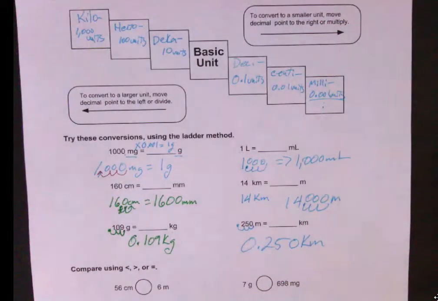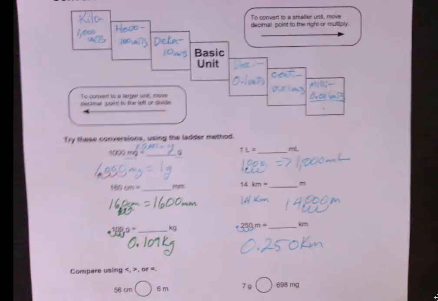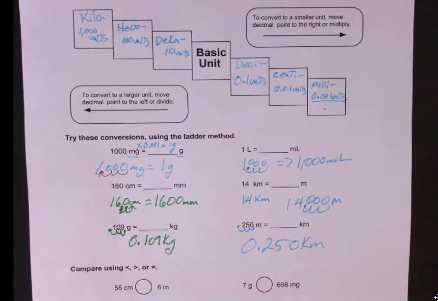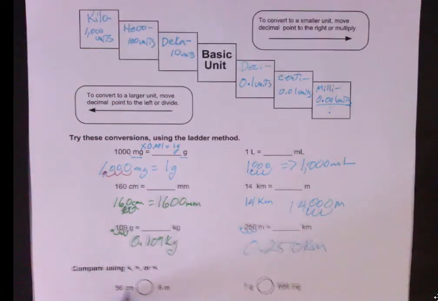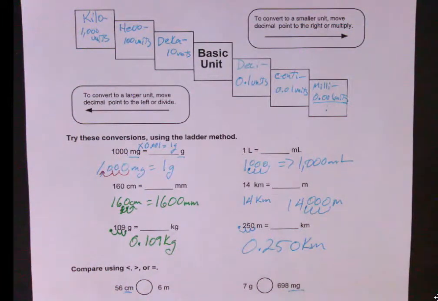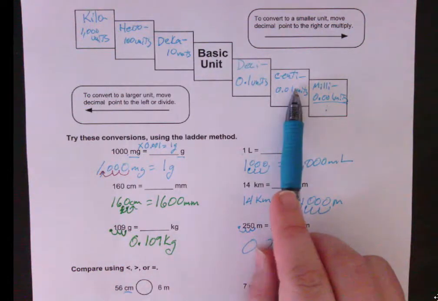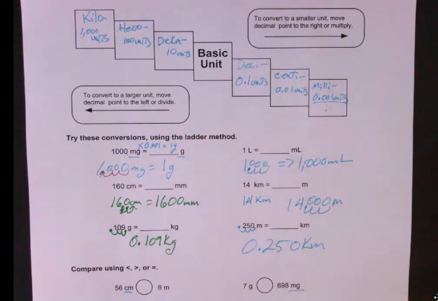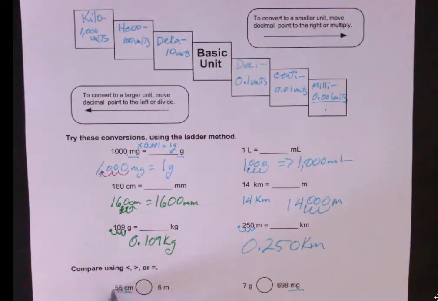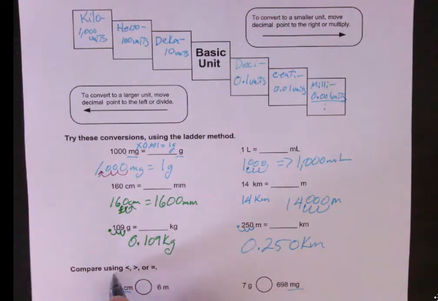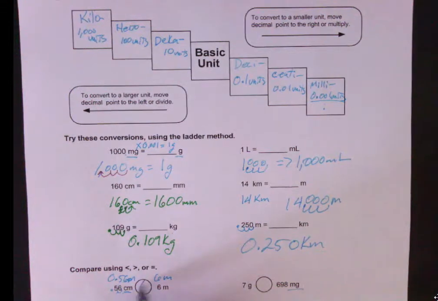So now, the bottom here, we're going to look at which ones are greater. So be careful with our units. If we look at this one here, we have 56 centimeters. So we're here. We want to put this in meters. We have to move over 1, 2 spots. So you go here, 1, 2 spots. That's going to be 0.56 meters compared to 6 meters. So which one is larger? It's going to be that 6 meters.